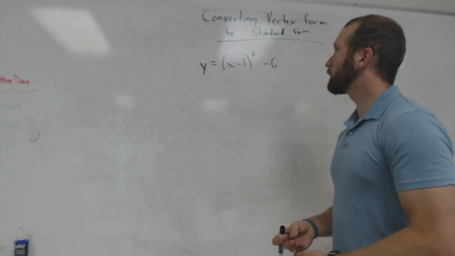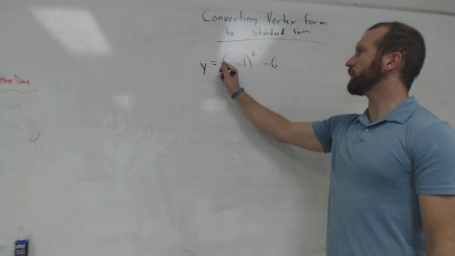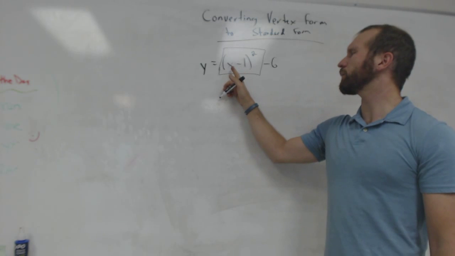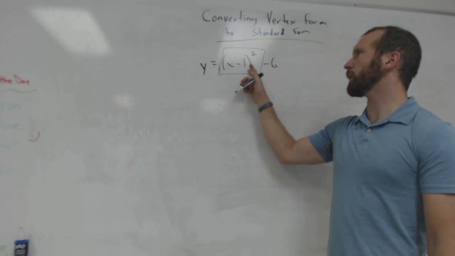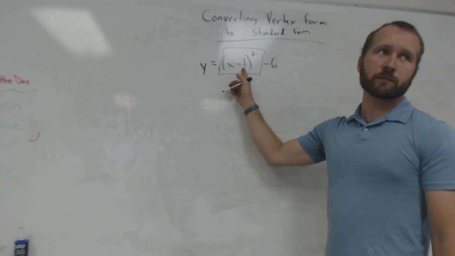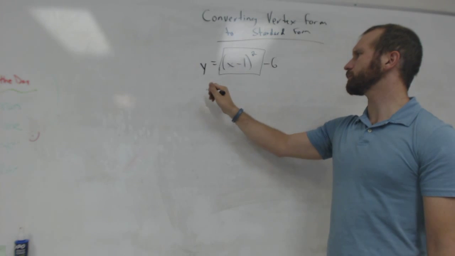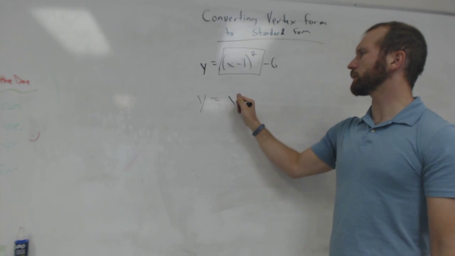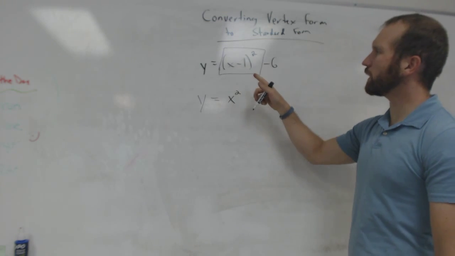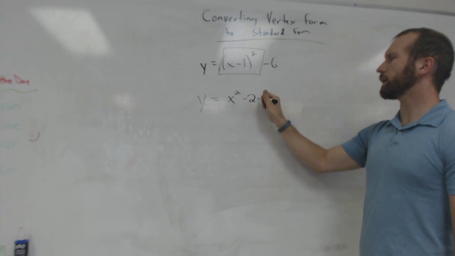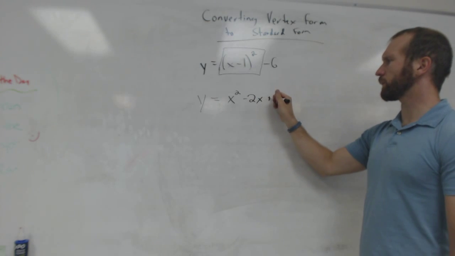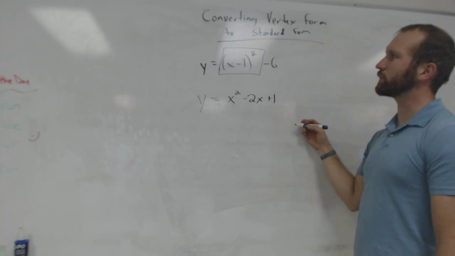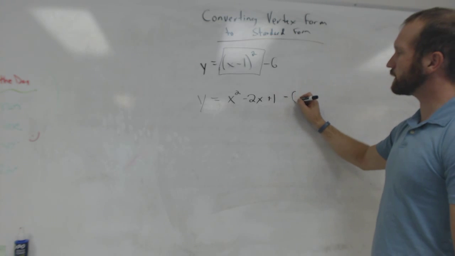So, right here, we have a FOIL problem. We have a perfect square binomial, so we're just going to FOIL this out. You might learn pretty quick that these are always x squared, 2 times that x, and then the square of that. I don't know what the right term is. Then we have minus 6.